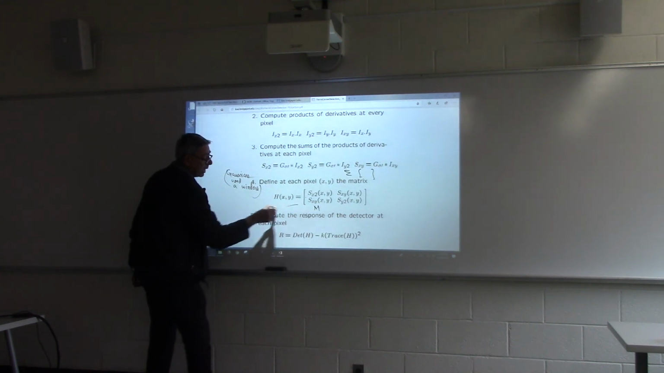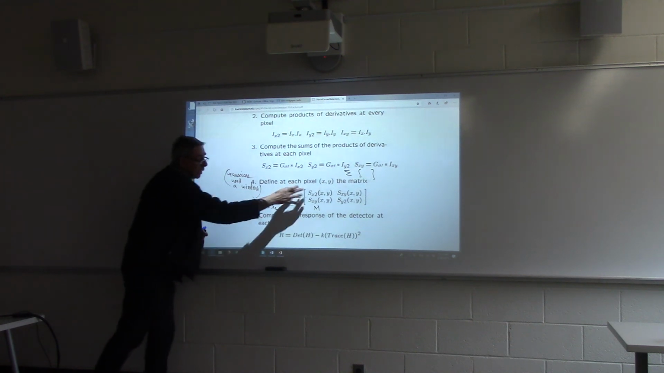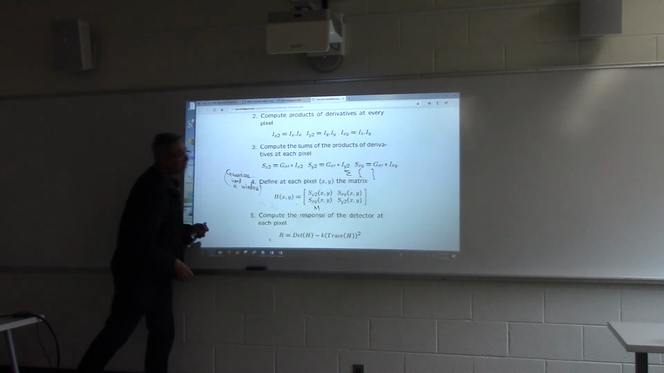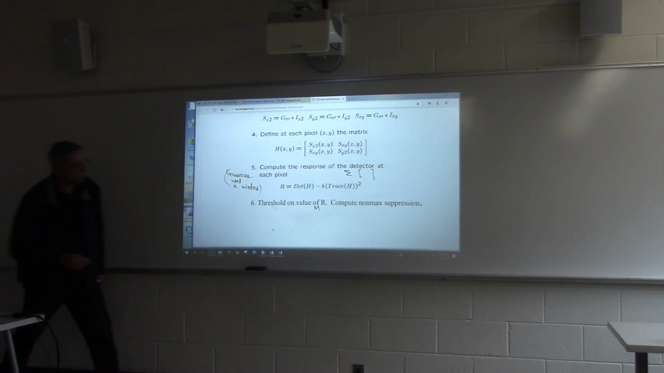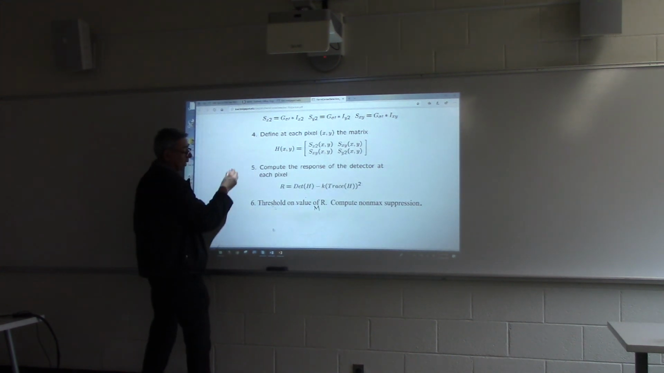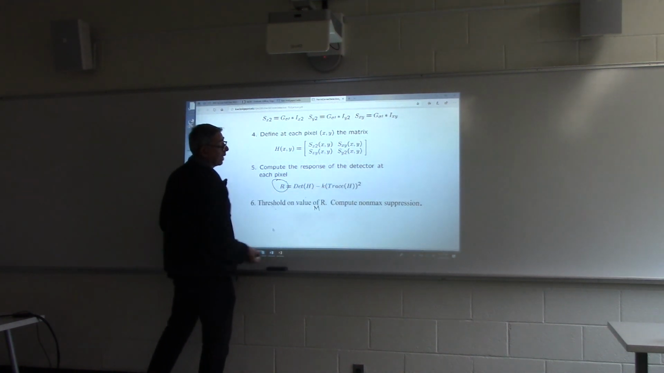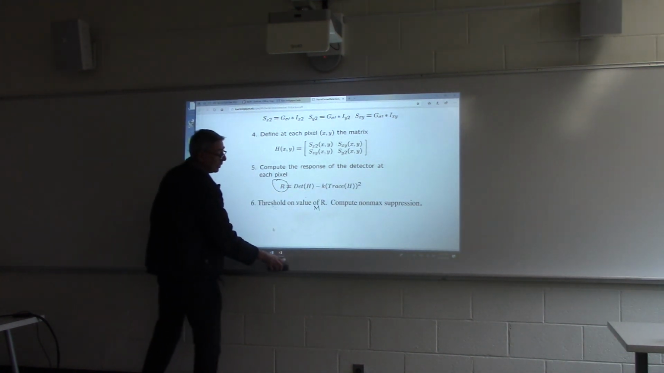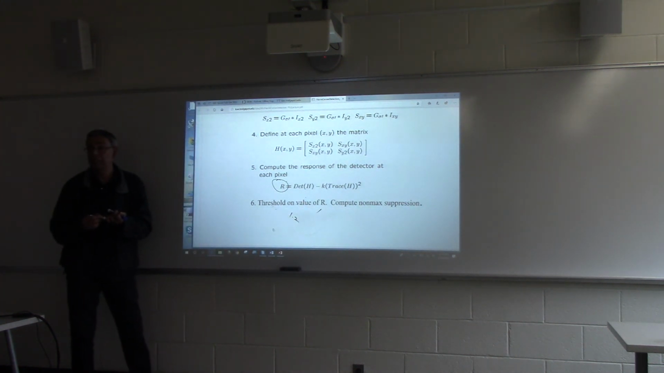Then we compute the eigenvalues, lambda 1, lambda 2, of this matrix, which consists of the derivative in x squared, derivative in y squared, and the cross derivatives. Then we compute the response, just as we discussed, to put a numerical value on whether it's a corner or not: the determinant of H minus k times the trace of H. Lastly, we pick some threshold, for example 1.2 or 0.8. If it is above that, it's a corner. If it is less, it's not a corner.